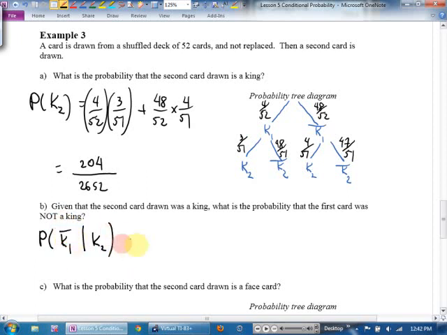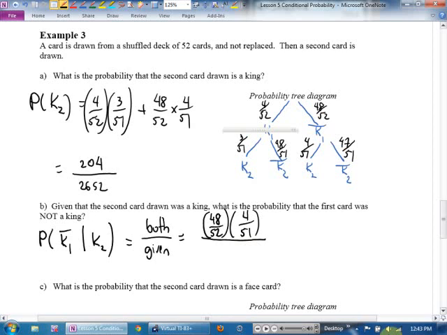I'm getting a bit lazy, Jordan. I'm actually just going to write that's both over the given. Okay. Which branch has both of those? That's what's going to go on top. This one has both. This one, yes? Yes, yes, yes. It's going to be 48 out of 52 and 4 out of 51. Try, see if you can finish the rest of this on your own, my children.